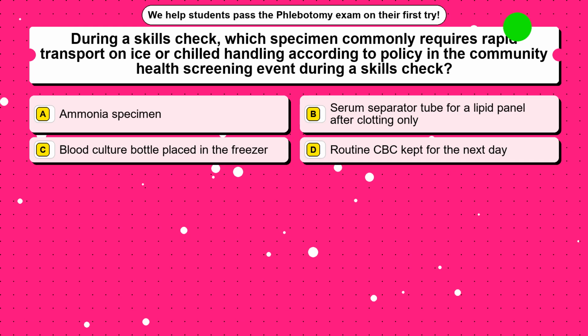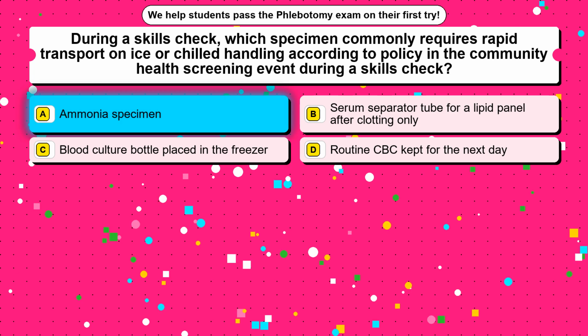Question 60. During a skills check, which specimen commonly requires rapid transport on ice or chilled handling according to policy in the community health screening event during a skills check? Option A. Ammonia specimen. Option B. Serum separator tube for a lipid panel after clotting only. Option C. Blood culture bottle placed in the freezer. Option D. Routine CBC kept for the next day. The correct answer is option A.